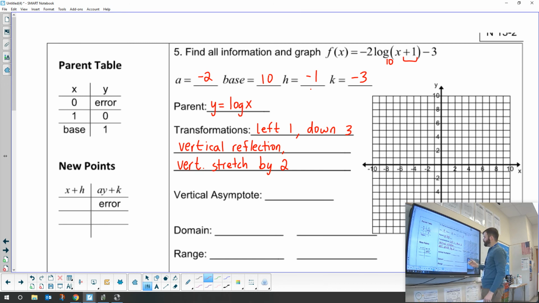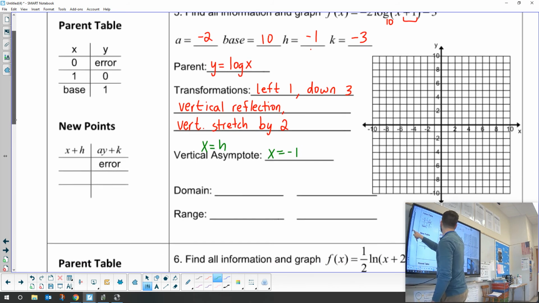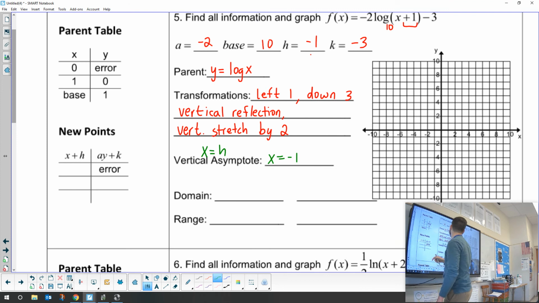So my vertical asymptote, remember your vertical asymptote is what h equals. So that's going to be -1. So I'm going to have a vertical asymptote on this problem of -1. We can put that on here. Vertical asymptote at -1. So my graph is going to go out to the right of this.